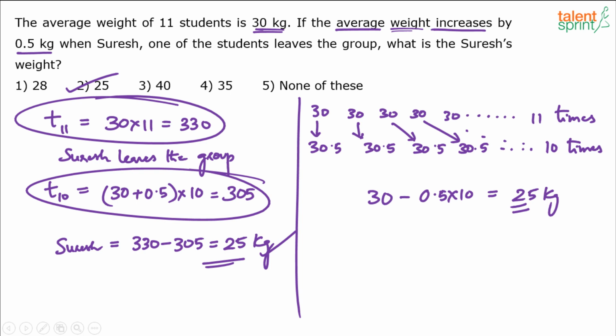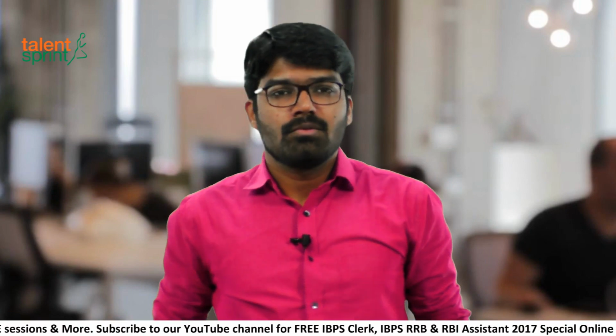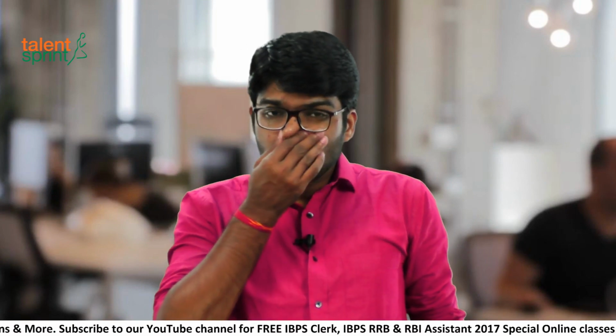Now, will you be drawing this in the exam? No, please. This is only for explanation. What you do in the exam is this. Suresh was supposed to go out with 30. He gave 0.5 to the group of 10 people. So 0.5 into 10 is 5. 30 minus 5, 25 will be the answer. Option 2. Right? 25 kgs would be the answer.